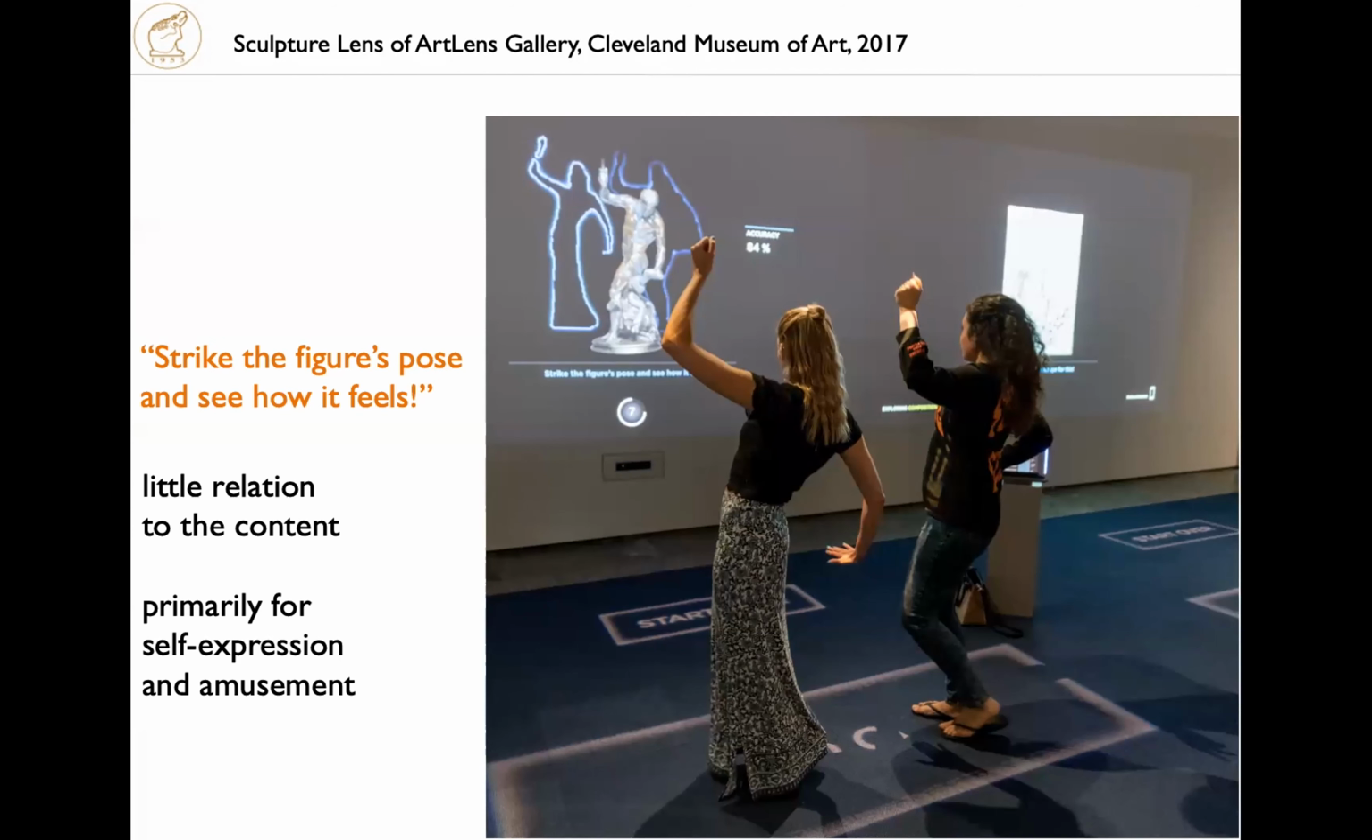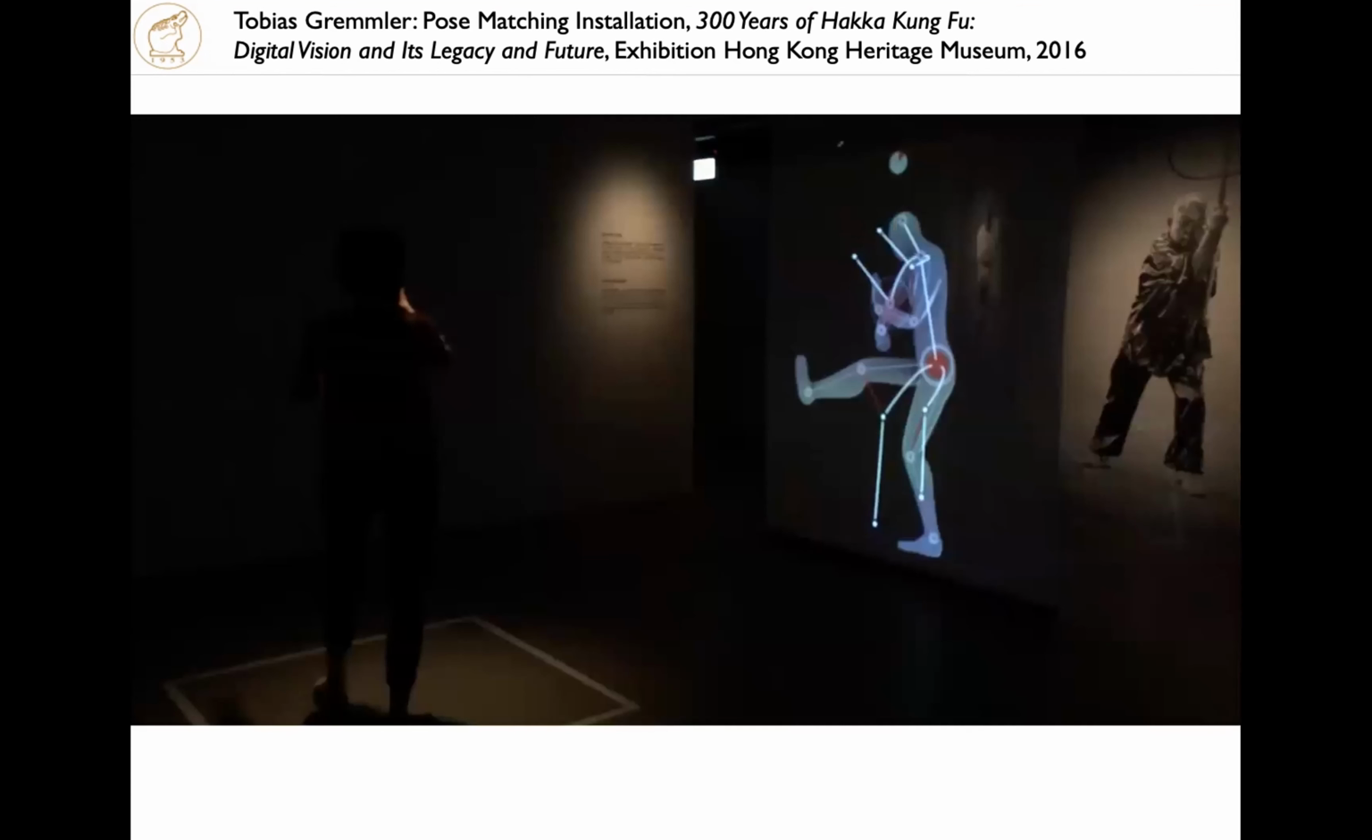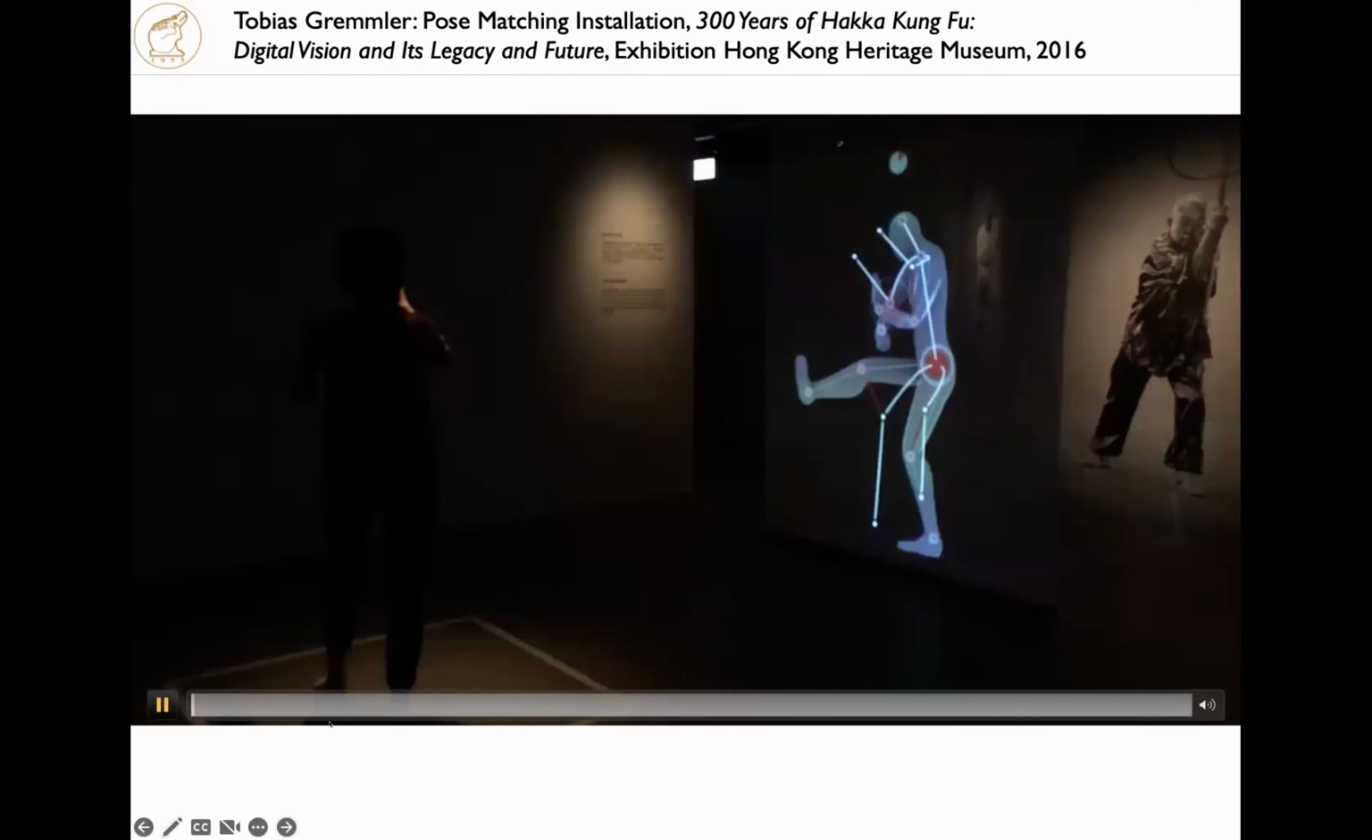So the reenactment of the given position has only little relation to the content, but serves primarily for self-expression and the amusement of the audience. Let us have some examples from Hong Kong. Tobias Kraemer installed this pose-matching installation in the 300 Years of Hakka Kung Fu exhibition in the Hong Kong Heritage Museum. A certain position from Hakka Kung Fu is explained, then serves as a model and is to be reenacted by the visitor. Let's have a short cut of this too.